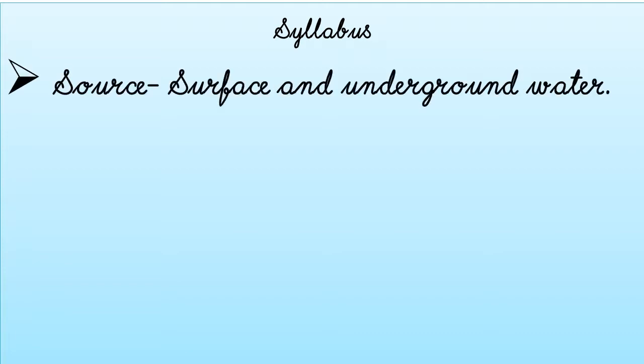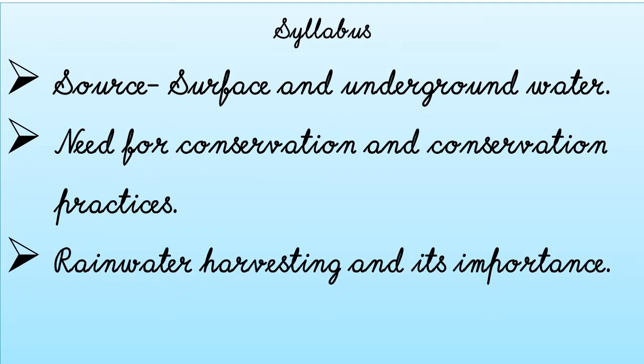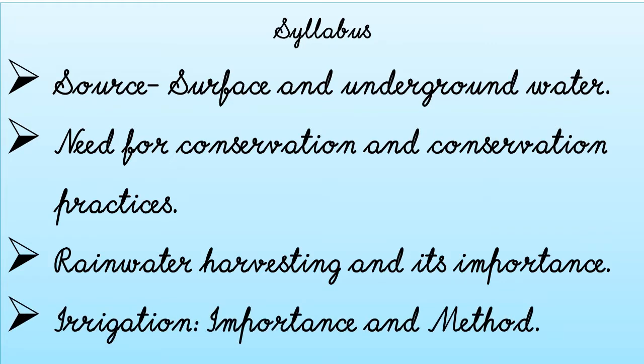In this chapter, we are going to discuss sources of water. In that, we will discuss in detail surface water and underground water, the need for conservation and conservation practices, rain harvesting and its importance. And finally, we'll discuss irrigation, its importance and methods.